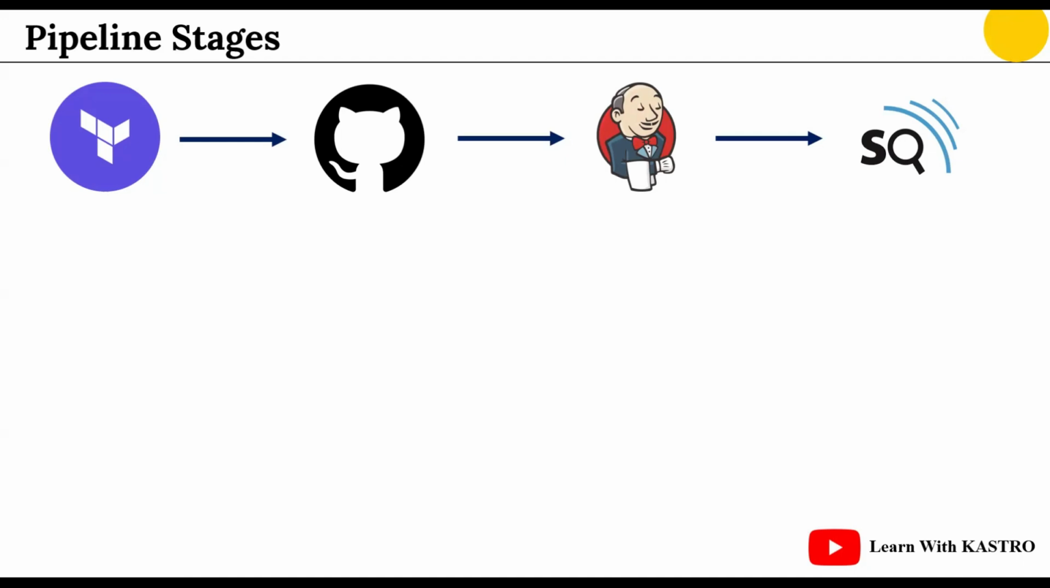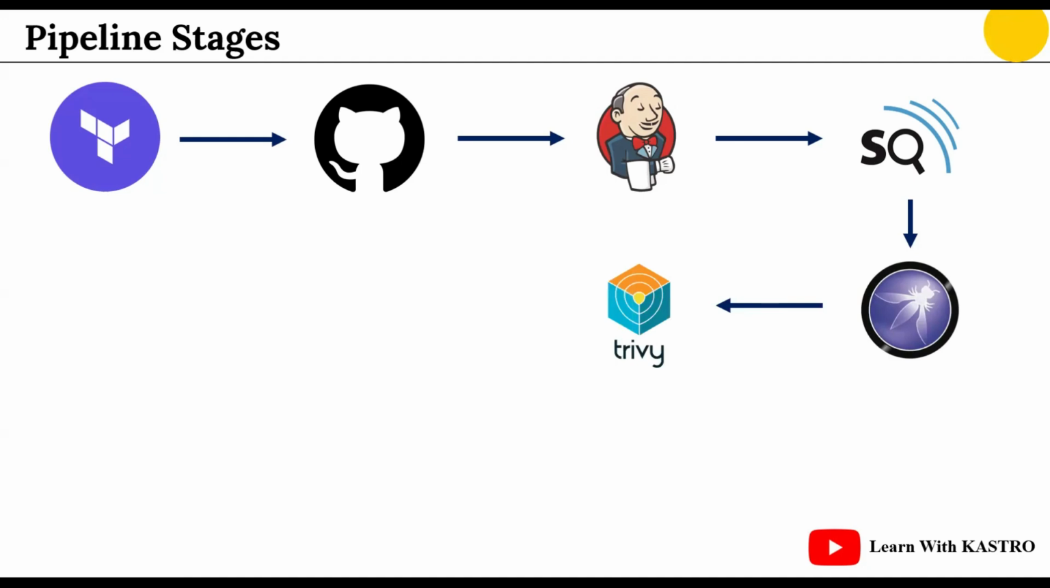Once SonarQube completes the code quality analysis, then we are going to use another tool which is called OWASP. OWASP is a file security scanning tool where it is going to perform a deep level scanning of the entire code that is available in GitHub. Once this is done, then we are also going to use one more tool which is called Trivy. Trivy is also a file system scanning tool where it is going to perform the file scan by using the code that is available in GitHub.